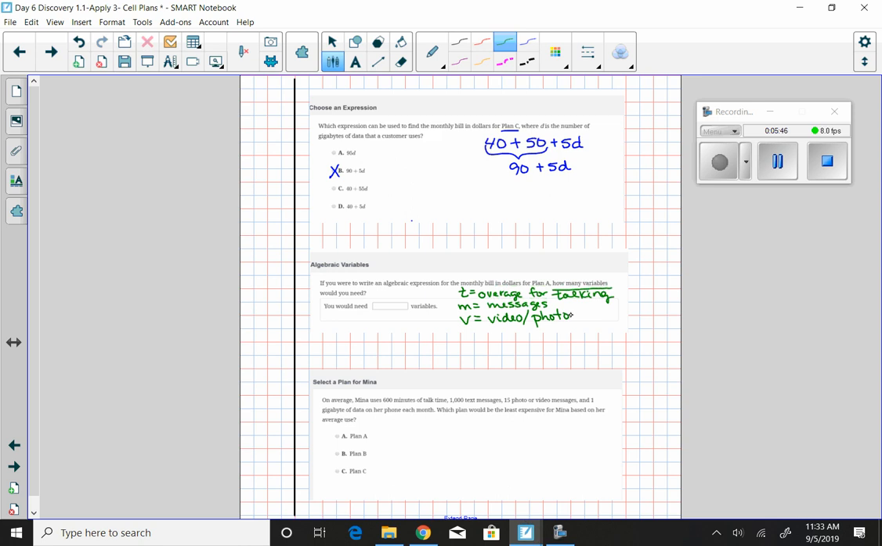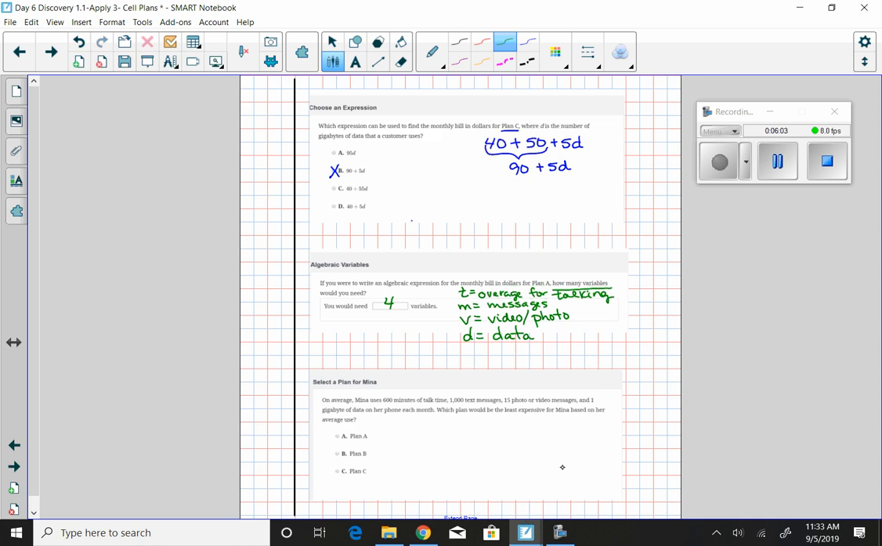And then we've got to still deal with data, the number of gigs of data. So how many variables would expression A need? We're going to have 4 variables to figure that one out. Wow, that one's pretty involved.